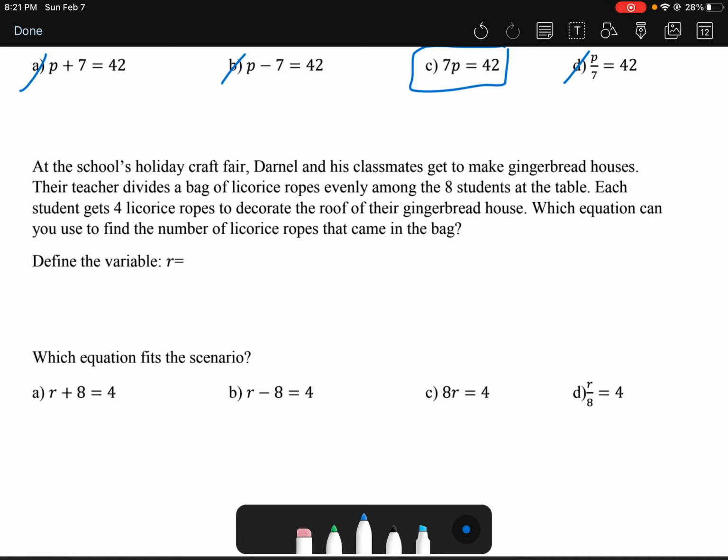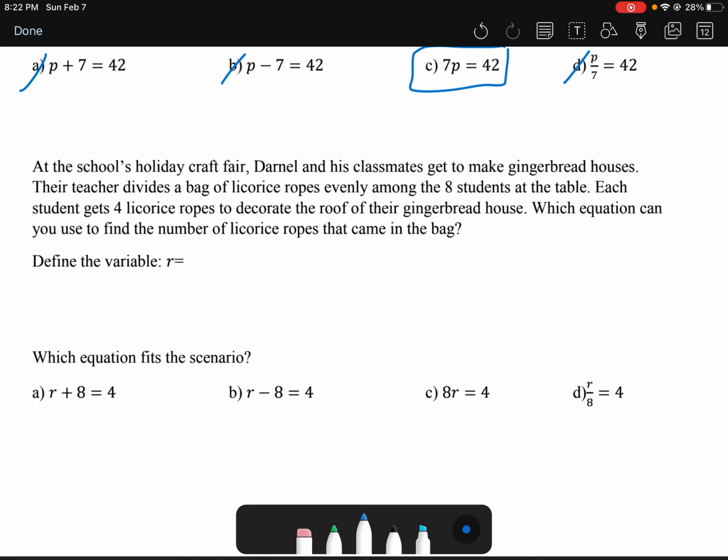Looking at our next problem, another one-step equation is going to be coming out of this long word problem. At the school's holiday craft fair, Darnell and his classmates get to make gingerbread houses. Their teacher divides a bag of licorice ropes evenly among the 8 students at the table. Each student gets 4 licorice ropes to decorate the roof of their gingerbread house. Which equation can you use to find the number of licorice ropes that came in the bag?